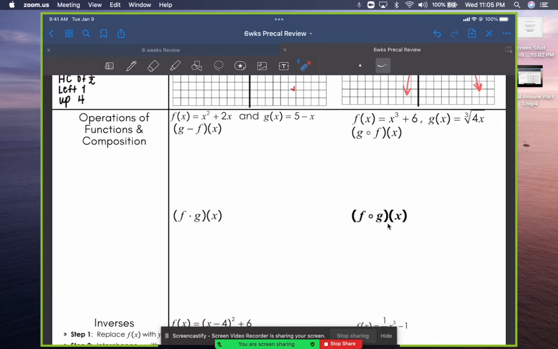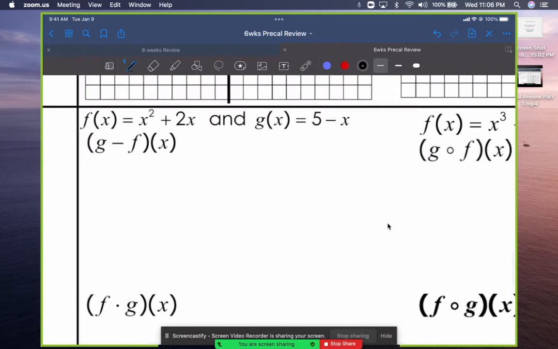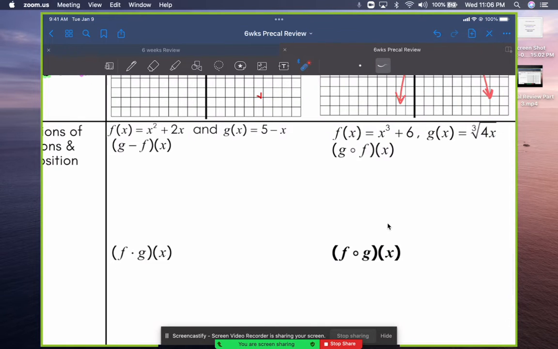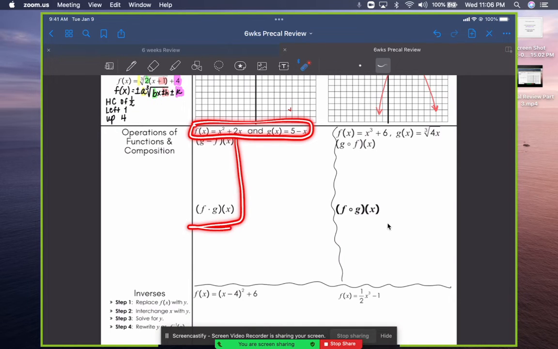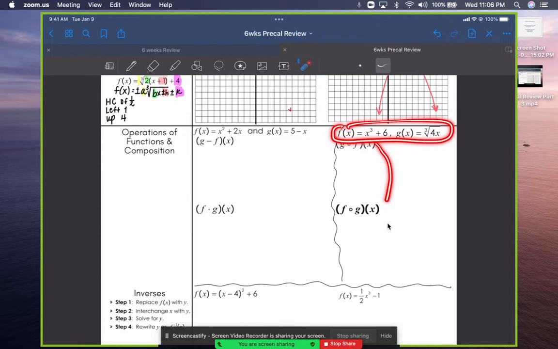All right, so the only problem that I will not do is going to be this one. Sorry, this is for both parts, this one and this one. So many arrows. These functions are for this problem and this one. The only one I will not be doing right now is this one because I did this example in class. Okay. All right. So I'm going to go ahead and draw a line to hopefully help you guys differentiate between the problems. Okay. These two functions, f of x and g of x, are for the set of operations of functions problems. These are going to be for the composition problems.